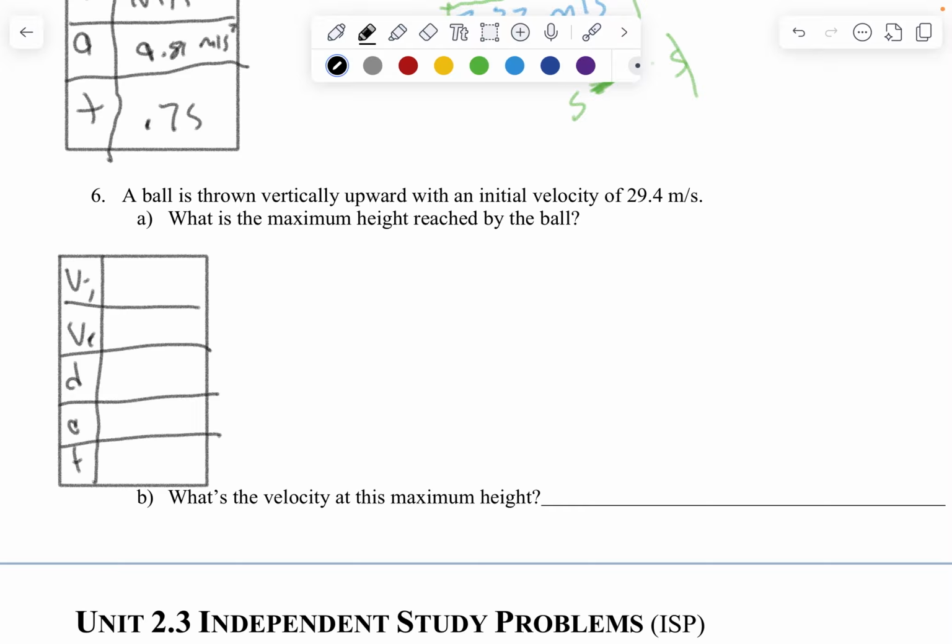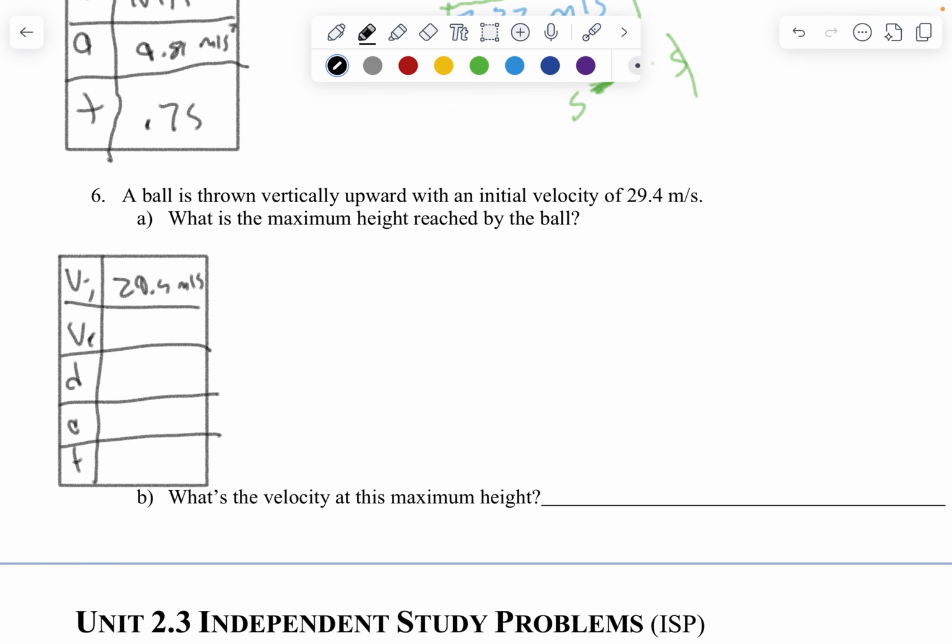And so what do we know? We know that it is thrown upwards with an initial velocity of 29.4 meters per second. And again, we have to label the directions as positive and negative. And so let's just draw out our situation here.